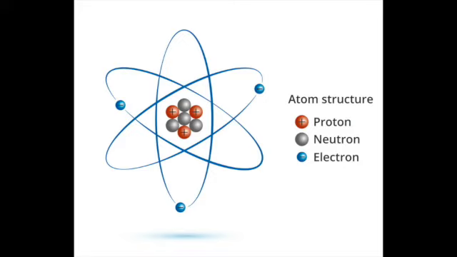So let's review subatomic particles. Protons are in the nucleus. They add mass and positive charge to an atom. The number of protons determines what type of element you're looking at. Neutrons are also found in the nucleus, and they add mass to the atom, but no charge. They also have no effect on what type of element it is. And electrons add negative charge to the atom, but don't affect what type of element it is.